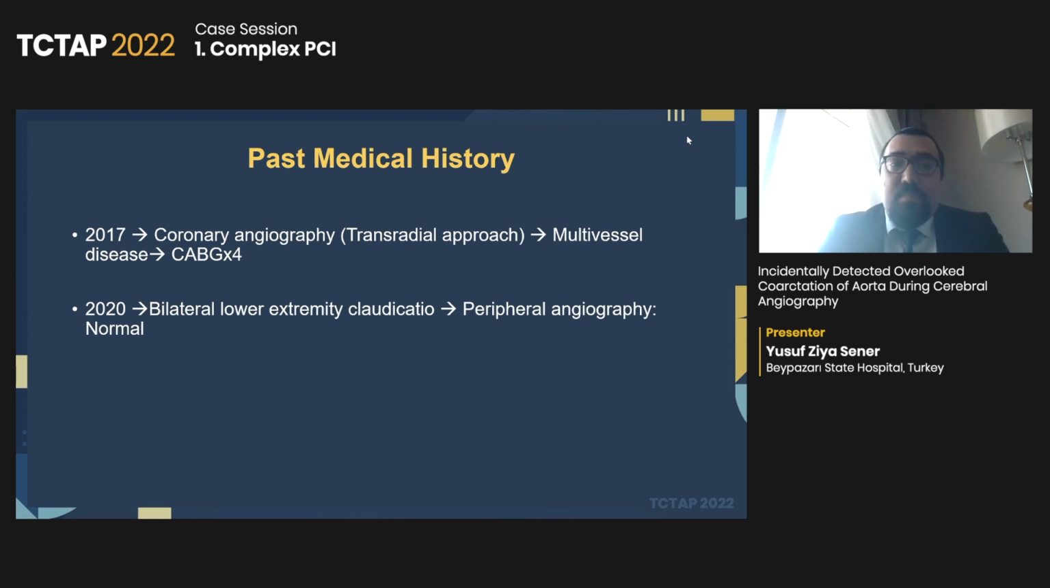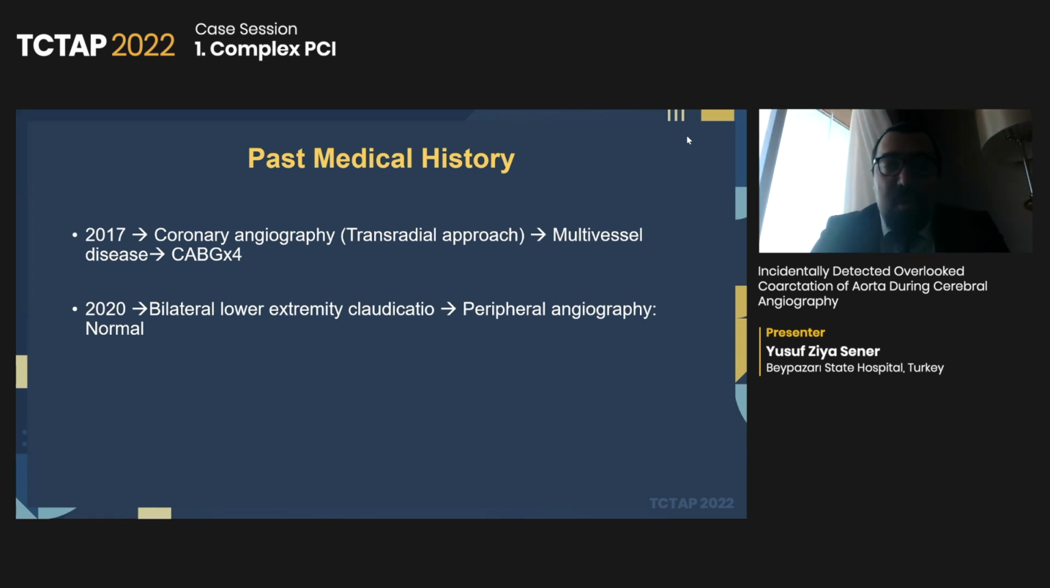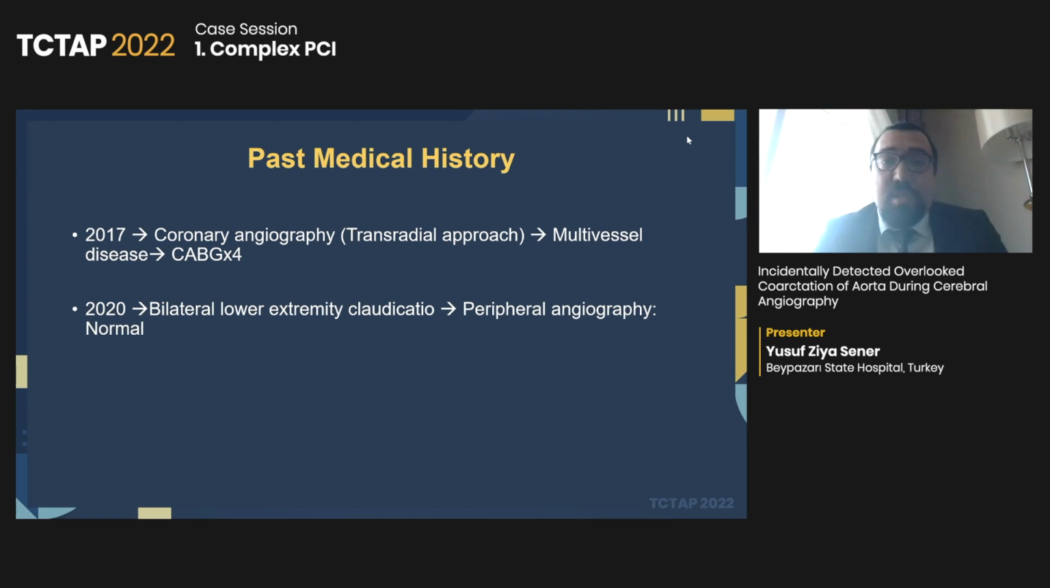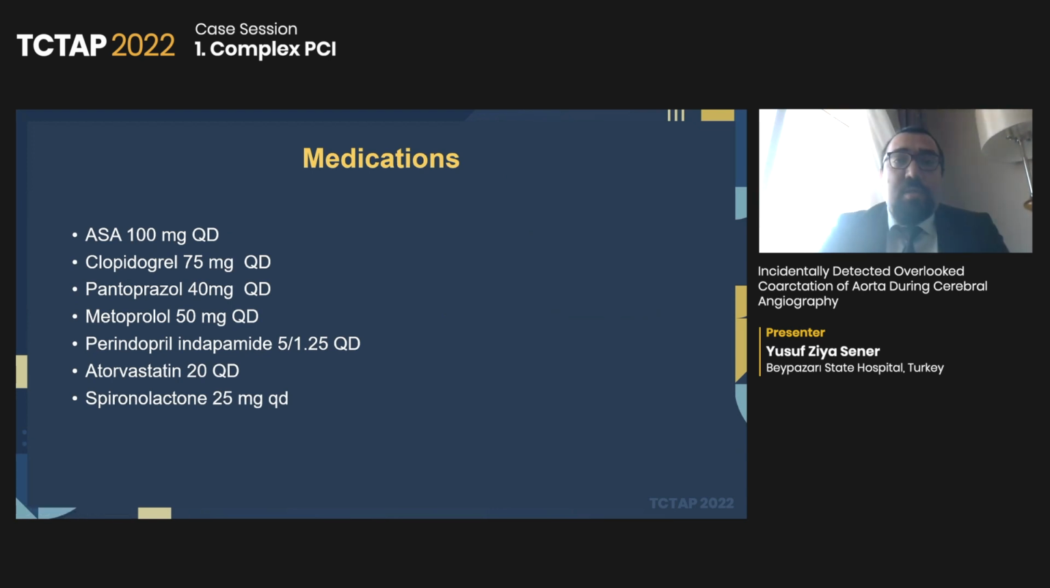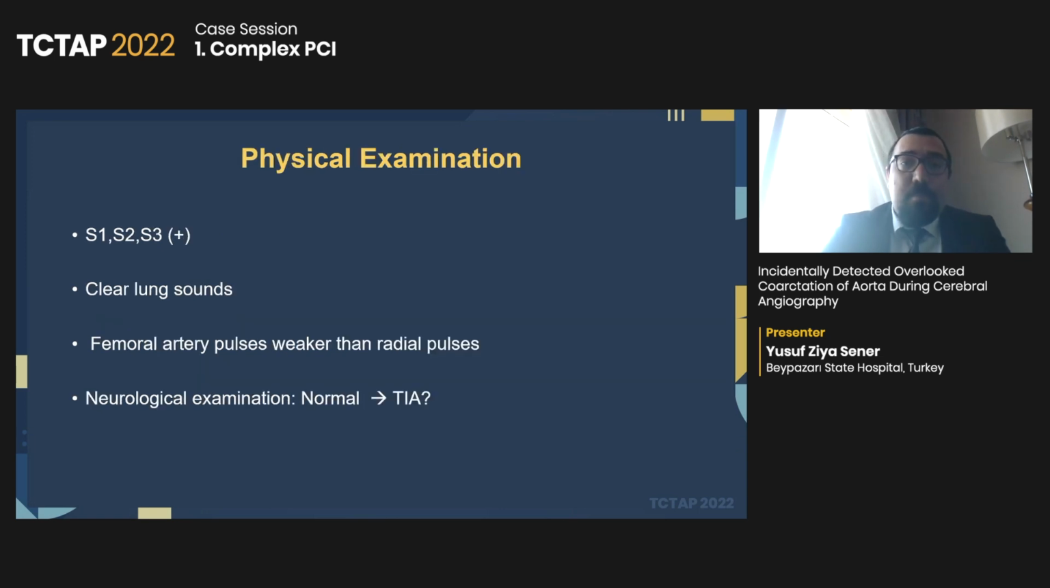Three years later, he presented with bilateral lower extremity claudication, and peripheral angiography was performed, but there were no stenotic lesions in the lower extremity arteries. His medications included a dual antiplatelet regimen with pantoprazole, metoprolol, perindopril, indapamide, atorvastatin, and spironolactone. His physical examination revealed a pathological heart sound, as S3 was positive, lung sounds were clear, femoral artery pulses were weaker than radial pulses, and the neurological examination was normal.